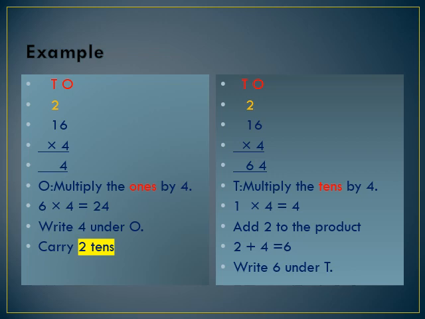Then we multiply the tens by 4. That is 1 into 4 is equal to 4. And we add 2 to the product. That is 2 plus 4 is equal to 6. Then we get 64 as the answer.